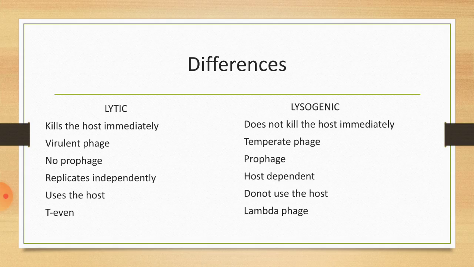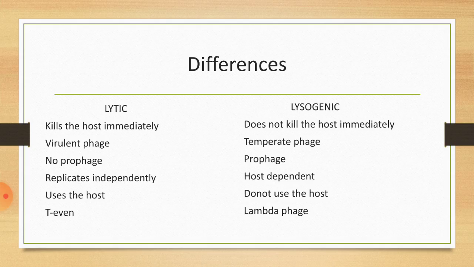And another thing is, in the lytic life cycle, the virus completely uses the host machinery, host enzymes and metabolic activities. But in lysogenic, the viruses do not use the host completely. They just remain very close to the bacterial genome. Both actually go through a type of positive relation. That is why here viruses do not use the host completely.